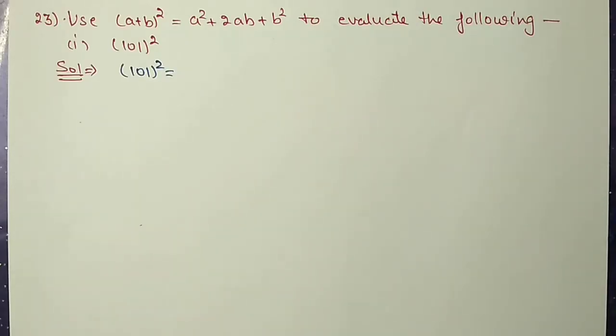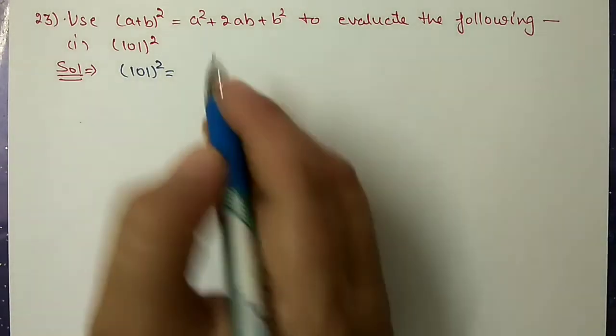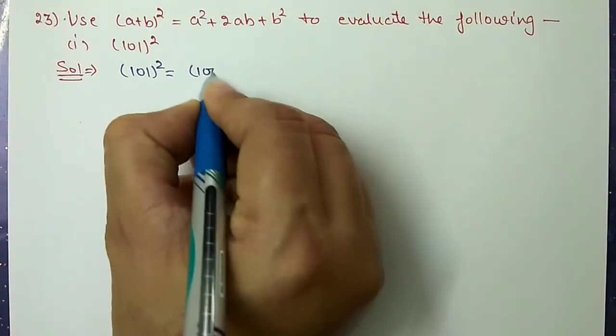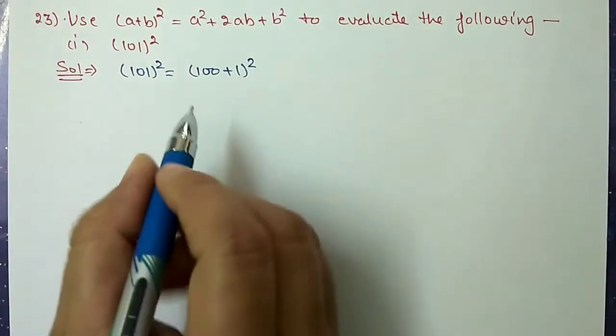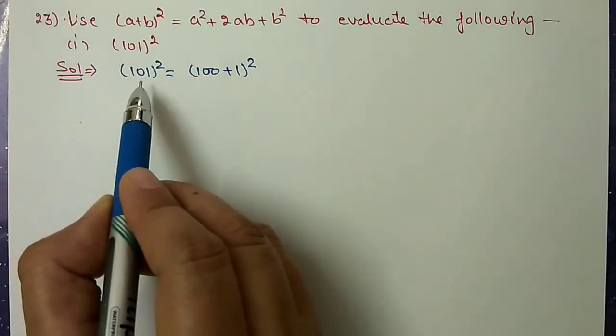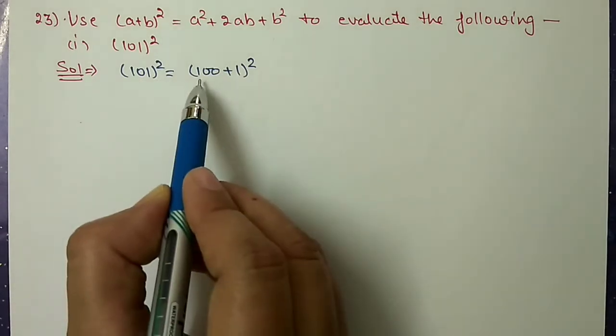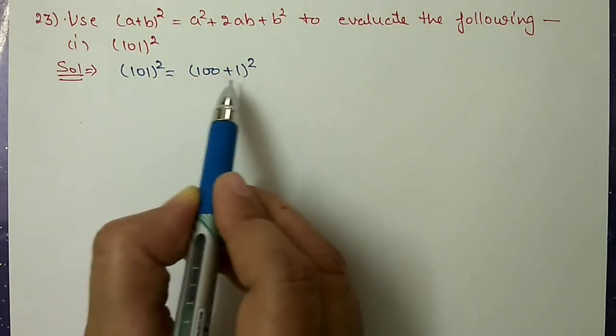Next question number 23. (a plus b) whole square is equal to a square plus 2ab plus b square. With the help of this we have to evaluate the square of these numbers. So first we have 101 whole square. So this we can write as (100 plus 1) whole square. Always try to split your number into easy numbers. So this 101 we can write as 99 plus 2 also, but the square of 101 is easy. So that's why we are splitting it into 100 plus 1.